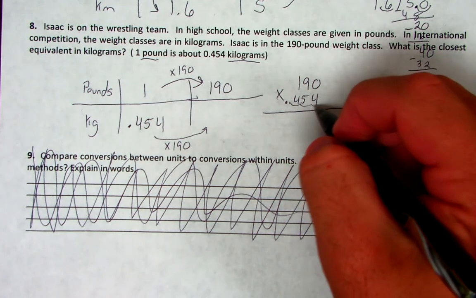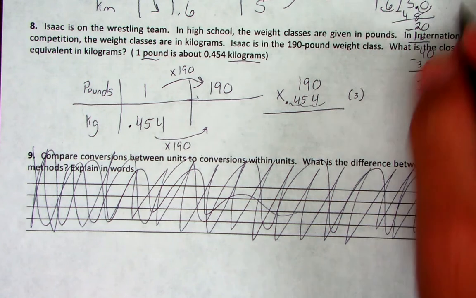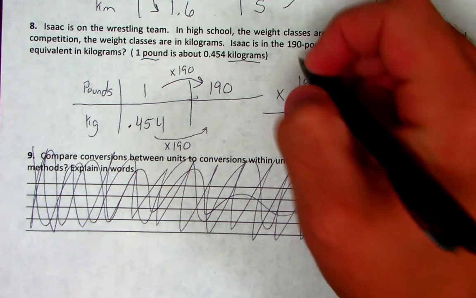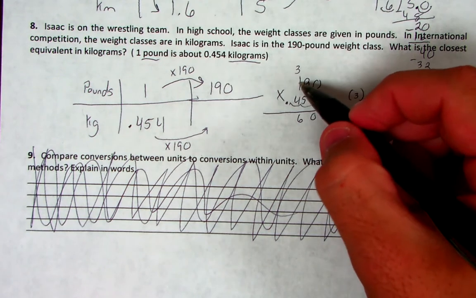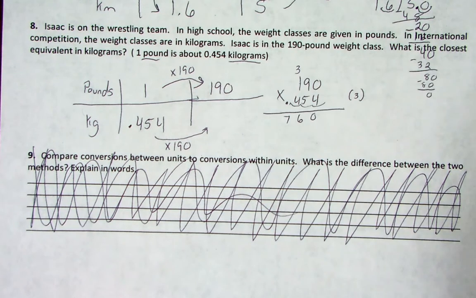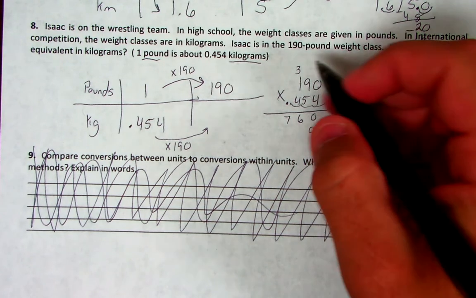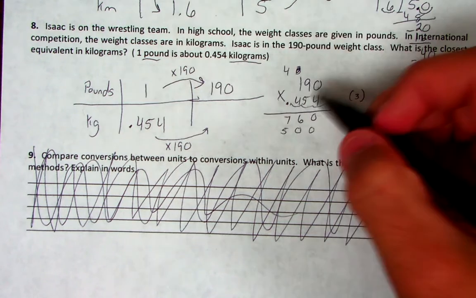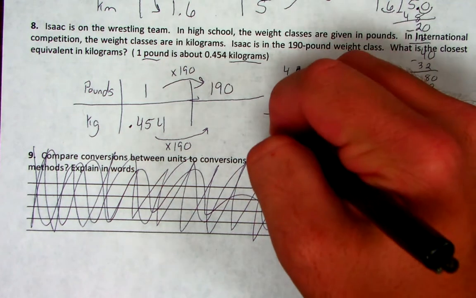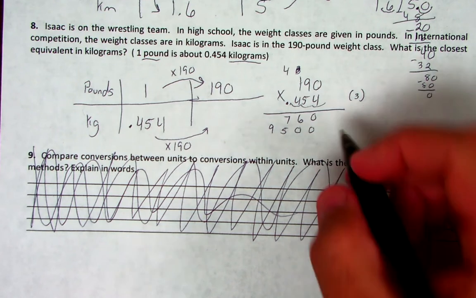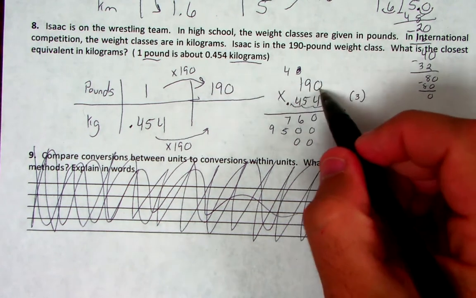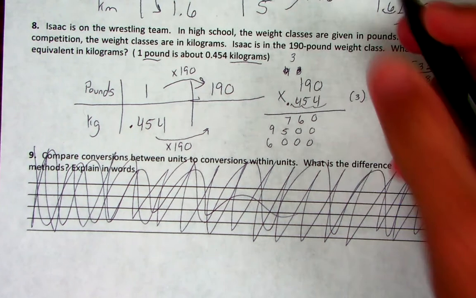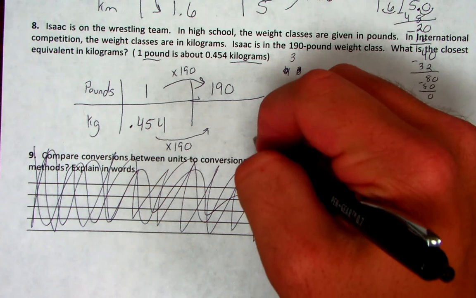1, 2, 3, so that's 3 movements. 4 times 0 is 0. 4 times 9 is 36. 4 times 1 is 4, plus 3 is 7. Second row, add a 0. 5 times 0 is 0. 5 times 9 is 45. 5 times 1 is 5, plus 4 is 9. Third row, add 2 zeros. 4 times 0 is 0. 4 times 9 is 36. 4 times 1 is 4, plus 3 is 7. Add straight down.